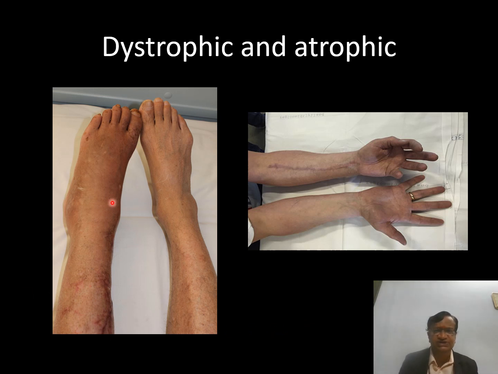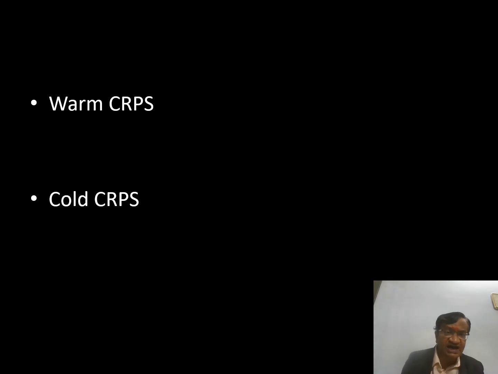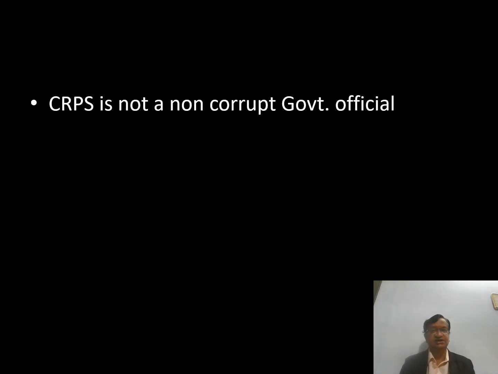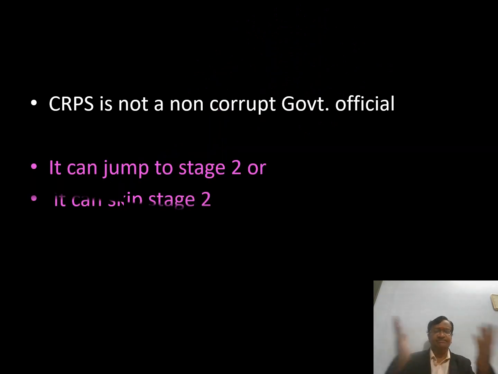Now you can say this is some sort of dystrophic and this is some sort of atrophic. Now you can see the scar. This scar is there. The bones have healed normally, but because of the CRPS, it has gone into the atrophic stage of CRPS. There are warm CRPS and cold CRPS. And it is not that it should progress strictly through stages 1, 2, 3. After an injury, at 3 months there may not be much pain, and after 3 months, it can go to stage 3. So it can jump.